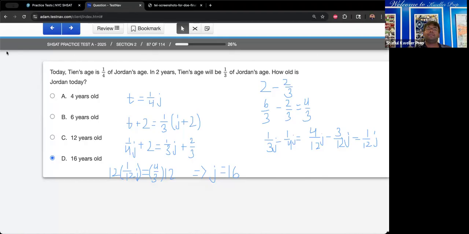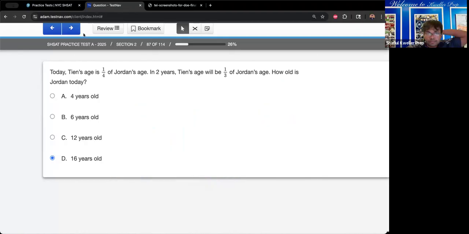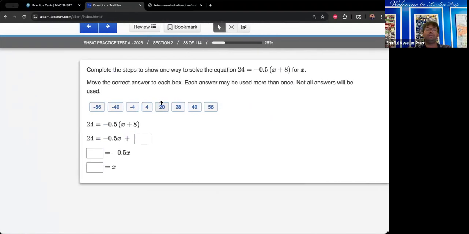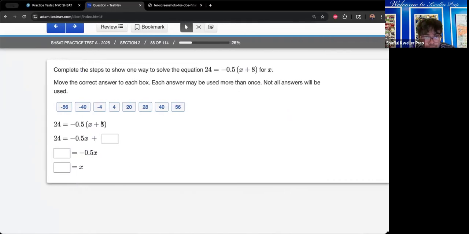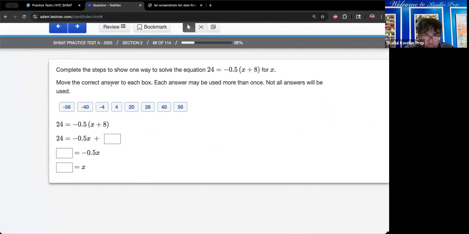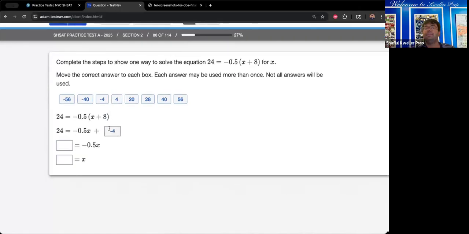Good. Next one. Okay, so just distributing. So move the correct answer to each box. 0.05 times 8 is just going to be negative 4. I was about to put 4, but it's negative 4 because it's a negative number multiplied with 8, which is a positive number.